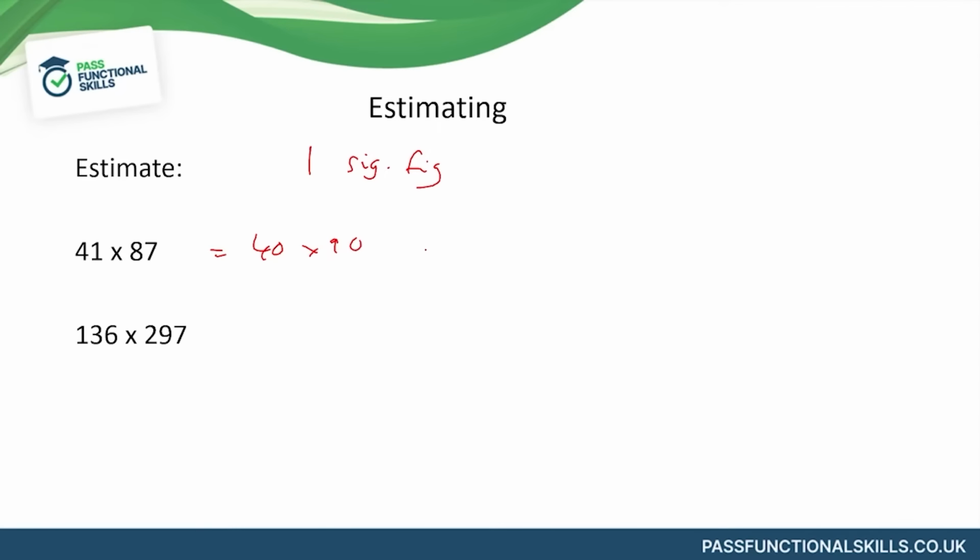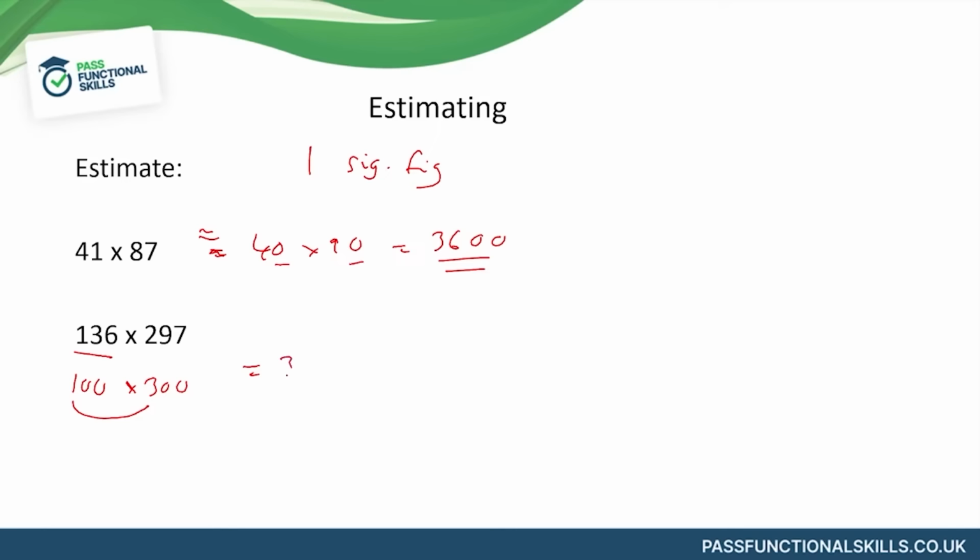What is 40 times by 90? Sorry, I shouldn't say it's equals, I say it's approximately. 4 times 9 is 36, and just put those two zeros back in there. So that is an estimate for 41 times 87. Okay, we're going to round to one significant figure here, so what that means is we're rounding this number to the nearest 100, so that is just going to be 100, and this is going to be 300.